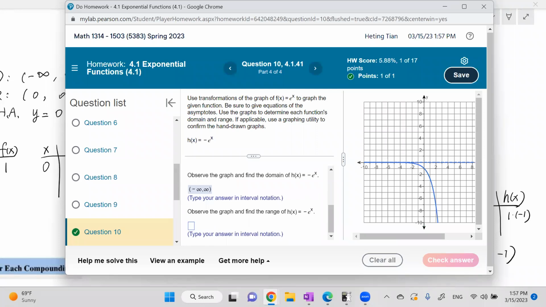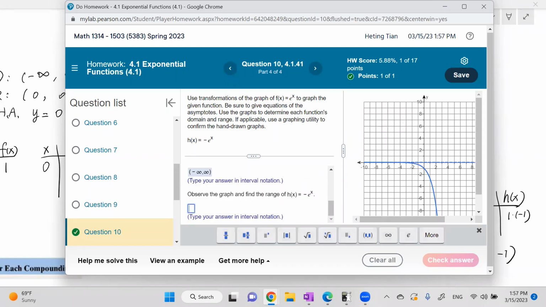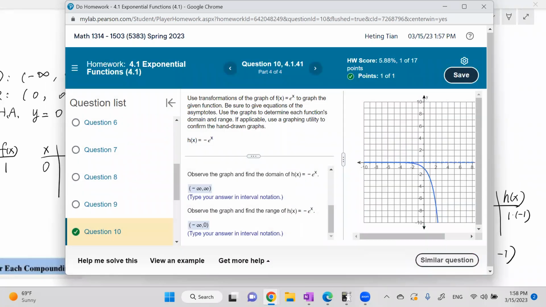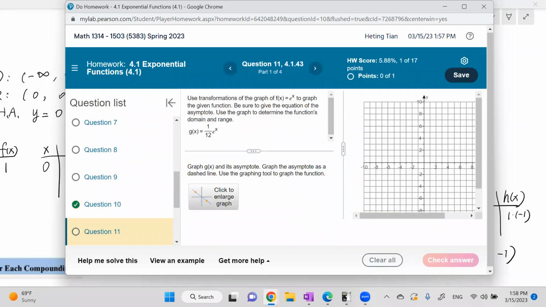How about the range? The range is from 0 to negative infinity, or sorry, negative infinity goes first: negative infinity, comma, 0, and for all of them we use parentheses because we cannot have 0 in brackets. 0 is the asymptote. The graph never touches it. All right, check my answer. Yes, we made it.